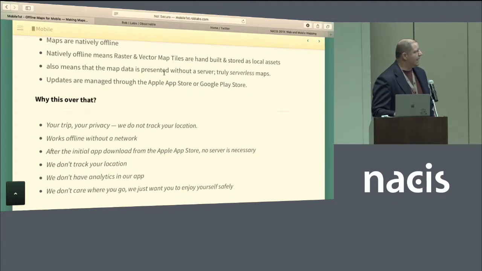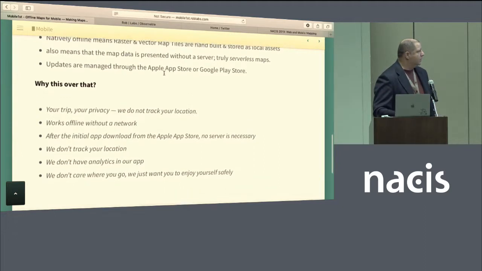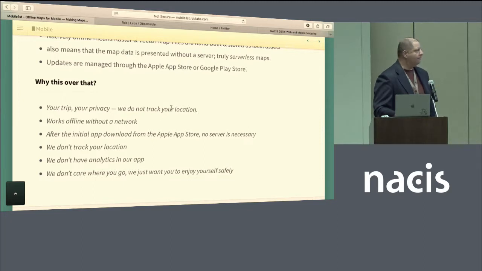And when you have map data that you preload into an app, you have a serverless map. You have a truly serverless map. You can debate what serverless means, but you truly have a serverless map. So when you have a serverless map, we don't track your location. We don't get any pings on your IP address. There is no privacy leakage. In fact, we don't have analytics. We don't care where you go. We just want you to be safe.